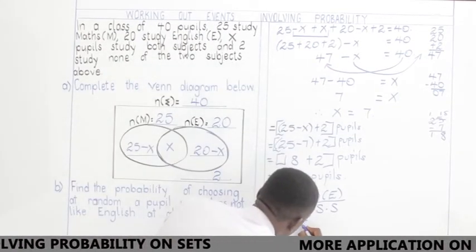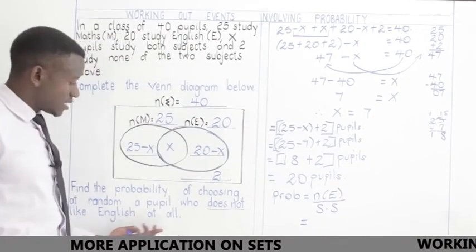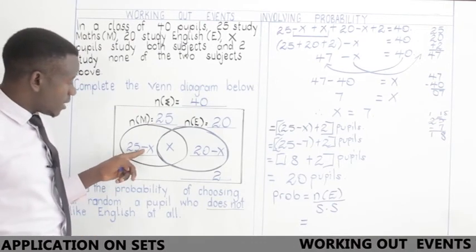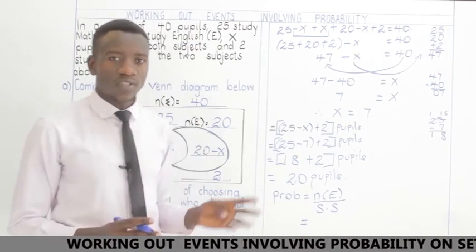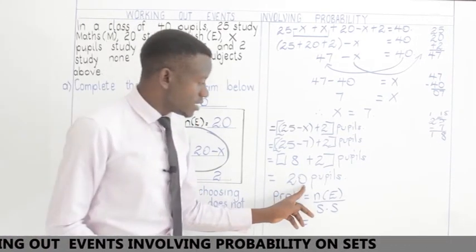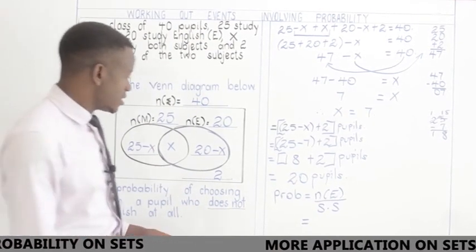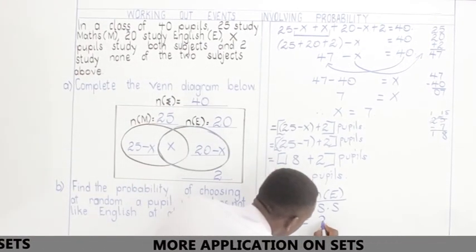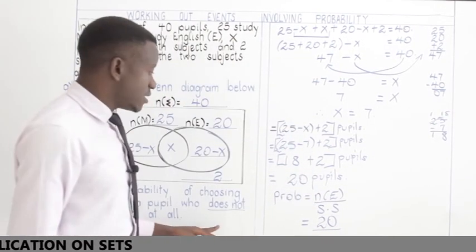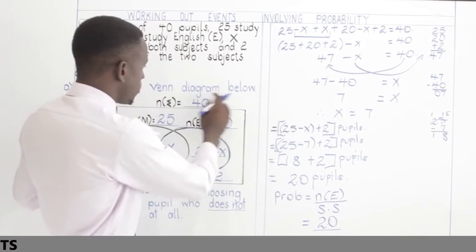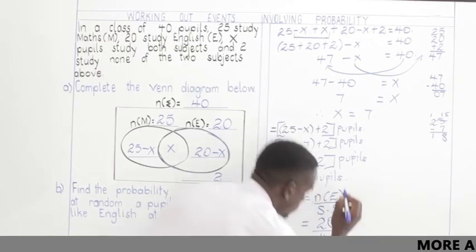So number of events, by the guidance of this statement, who does not like English at all, they are mathematics only, and those who don't study any of the two. So the sum is 20. So the number of events that can happen, that a child does not like English, is 20. Then divided by, at this time, the total sample space, the total number of pupils in the whole class, which is 40. Thank you.